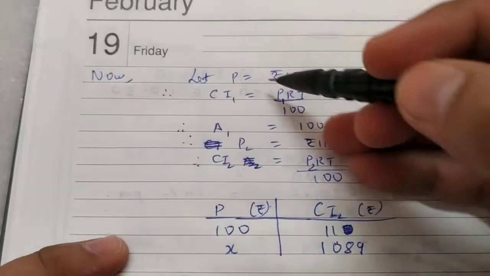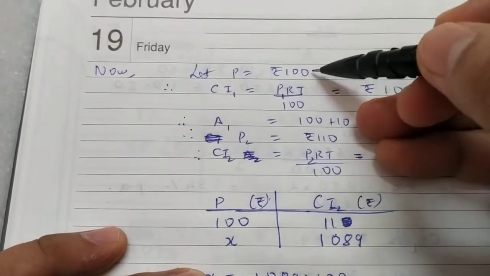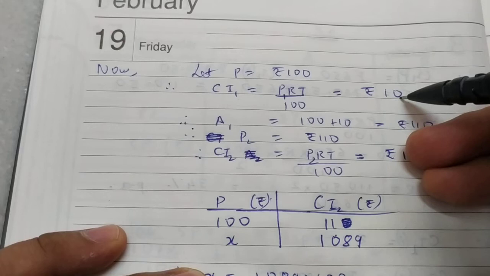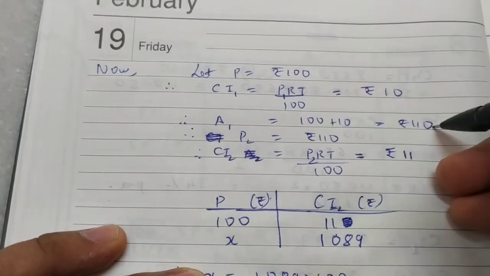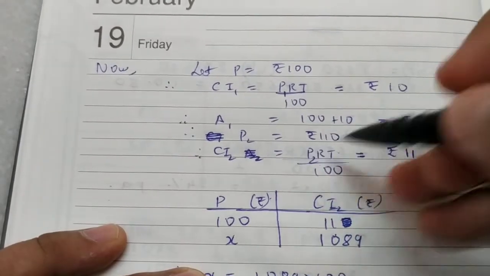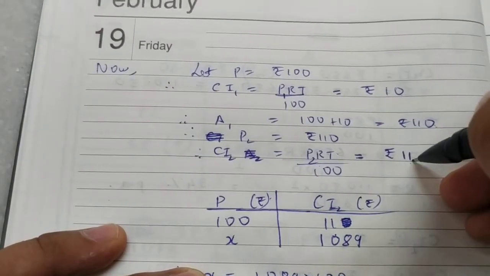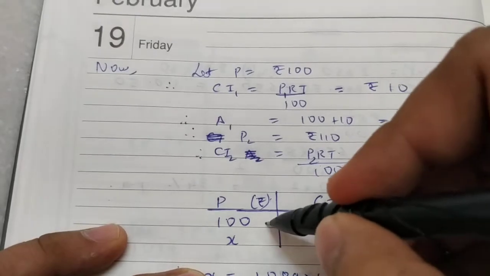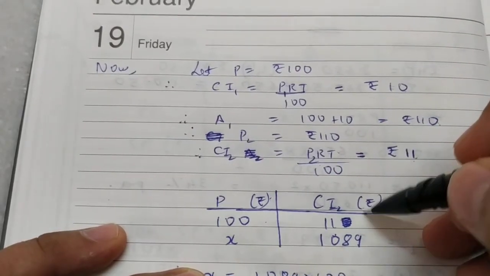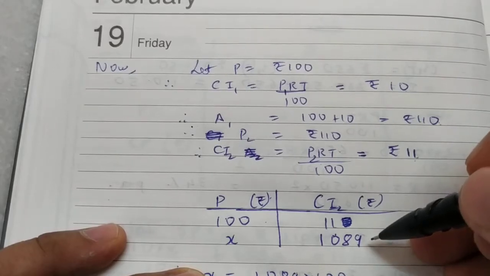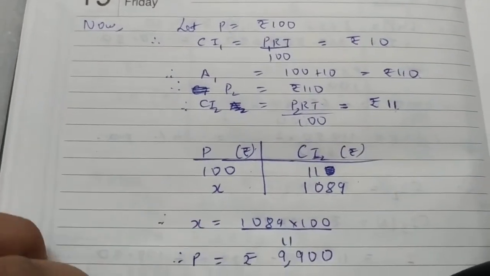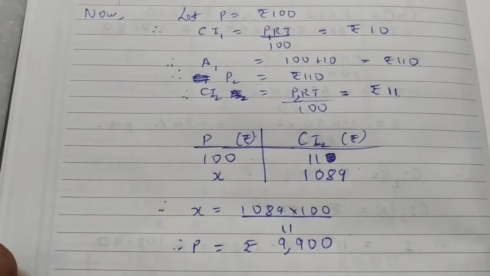Now to find the principal, we'll assume principal to be rupees 100 first of all. So we get the assumed compound interest for the first year. That's the amount after first year, which becomes the principal for the second year. Then we find the compound interest for the second year. These are assumed values. So when we assume principal as 100, we get assumed compound interest as 11 rupees. But the actual compound interest for the second year is given as 1089. So what's the actual principal? Cross multiply and get the answer as rupees 9,900.